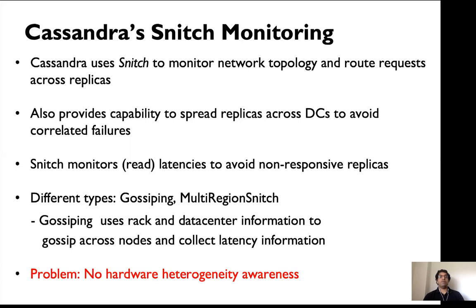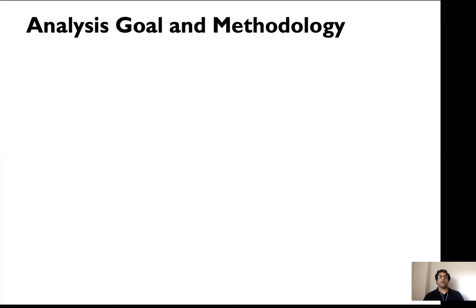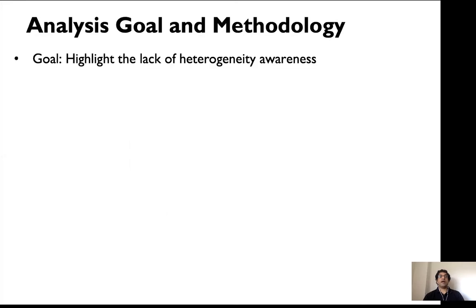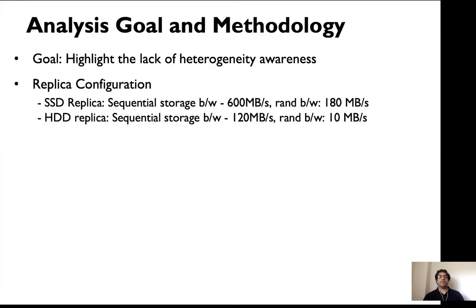However, one problem with this monitoring mechanism is that it lacks hardware heterogeneity awareness. It only considers network latency, but fails to consider other resources such as storage. To understand and highlight this problem, we consider a very simple experiment where a set of nodes use SSD replicas, and another set of replica nodes use hard disk. Clearly, the nodes using SSD replicas have higher I/O throughput.